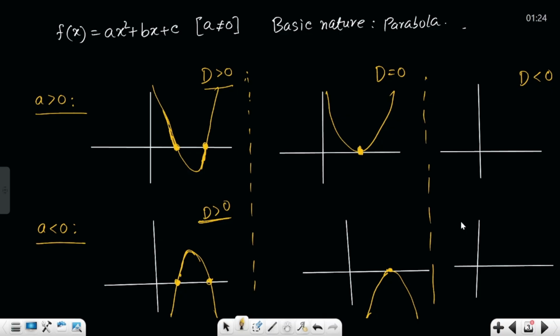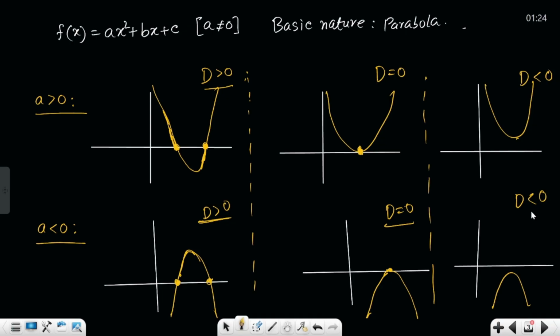Now for d less than 0, what does it mean? It means that there are no real roots. So the graph will neither cut nor touch the x-axis. So it will be something like this, and for this case, it will be like this. This is for d equal to 0 and this is for d less than 0. Clear? It will neither touch nor cut the x-axis because there are no real roots, right?